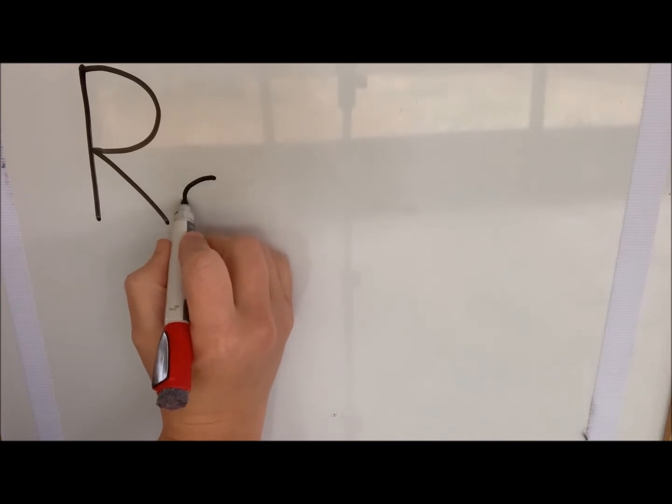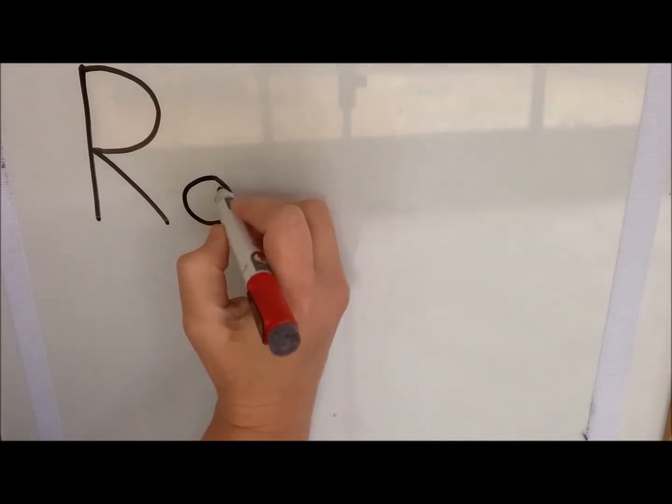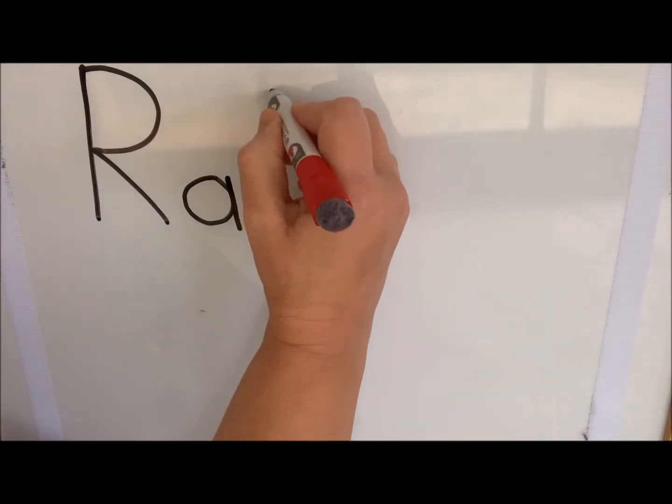Rat. Rat. Ah is the middle sound. Starts out like a C, turns into an O, and then put the line down. That makes it an A. Rat. T, ends with a T. Rat.